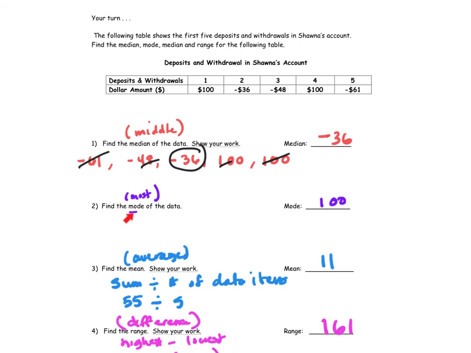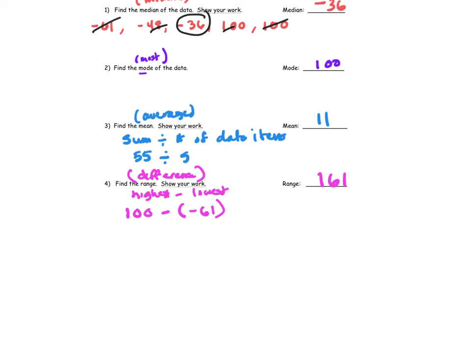The next one is mode. Again, the reminder is it's most. Mode and most kind of sound similar. And the number that we see the most, and when they're in order, easy to spot that, is 100. The mean is referring to the average. And so we find the sum, the total, and we divide it by the number of data items. So the sum of all the numbers was 55. And there are 5 data items, deposits and withdrawals all together. And once we divide, we get 11.